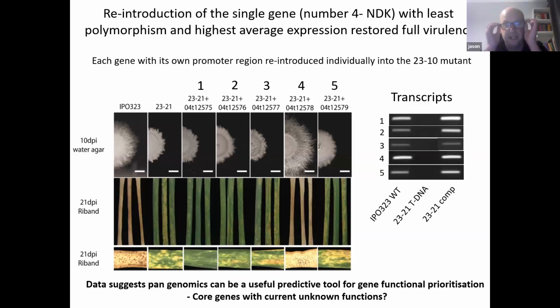So that was kind of nice, and it supports our idea that we're currently running with, that we can use pangenomics as a useful predictive tool for gene functional prioritization. And one of the elements that we're currently using this in, that I'll come back to later, is to see whether we can really get into core genes with currently unknown function that have low levels of variation.